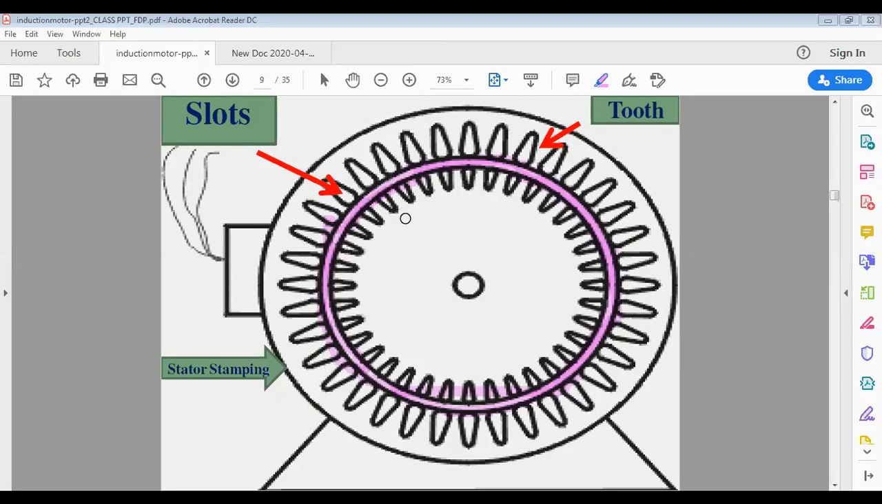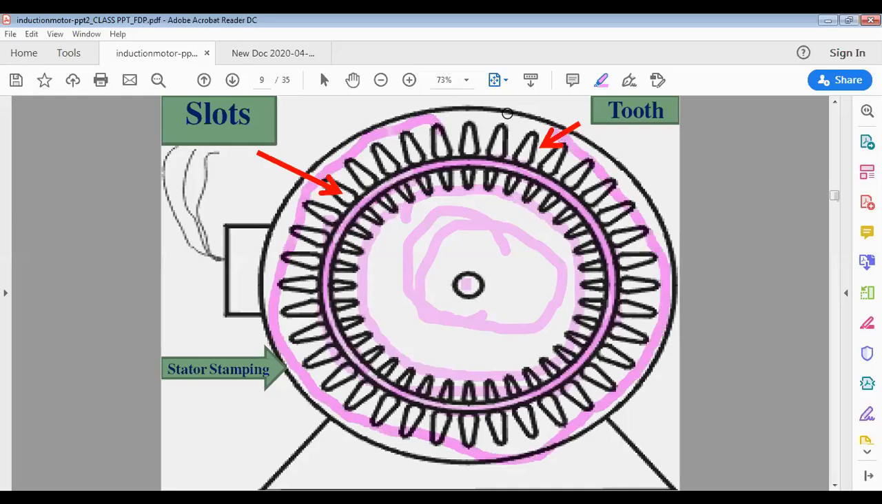Inside it is a rotor. See, the rotor is slotted on its outer periphery. Centrally, it's a shaft. This is the rotor core. Then this is the stator core. All of you can see, and the stator core is slotted on its inner periphery. Got it? Okay, clear to all of you?